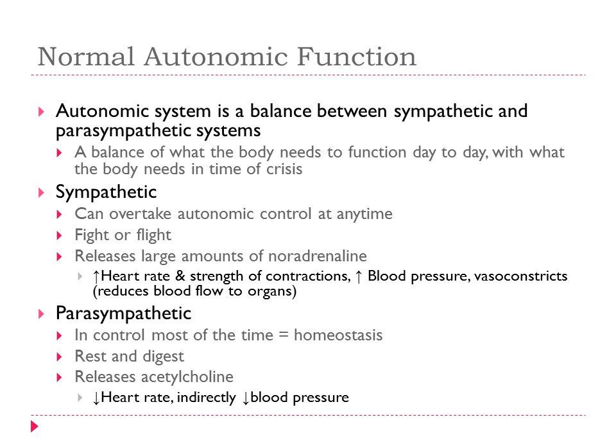Let's start with identifying how our autonomic system should function if it's normal. The autonomic system is a balance between sympathetic and parasympathetic systems. This means it's a balance between what the body needs to do to function day to day with what the body needs in times of crisis. The sympathetic portion of your autonomic system can take over the system at any time. This is your fight or flight response. When the sympathetic system is activated, it releases large amounts of noradrenaline into your bloodstream. This increases heart rate, strength of contractions, blood pressure. It also causes some vasoconstriction, which reduces blood flow to certain organs.